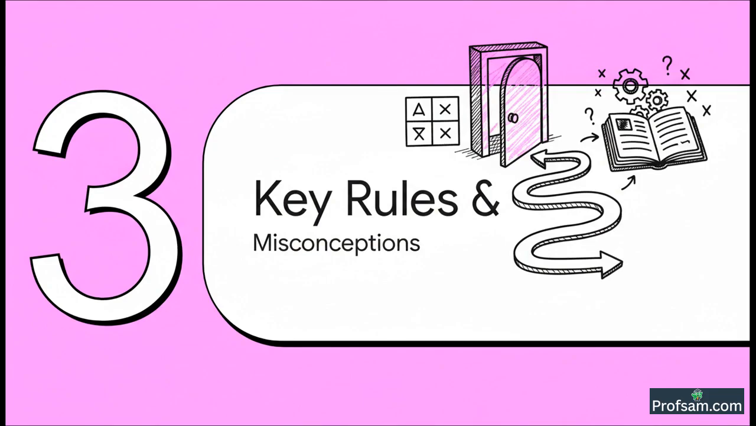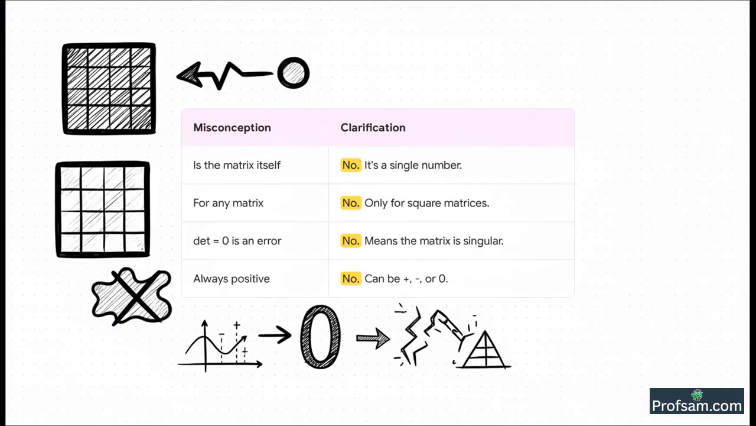All right, now for the important terms and conditions. A lot of students get tripped up on a few key points here, so let's clear them up right now. I want to make sure you don't fall into these super common traps. Okay, let's run through these real quick so you can avoid these mistakes. First, the determinant is a single number. It is not the matrix itself. Second, you can only find determinants for square matrices. This rule is a big one. Third, a determinant of 0 is not an error. It's actually a super useful result that tells you the matrix is singular. And finally, yes, determinants can be negative. We'll get to what that negative sign means in just a bit.